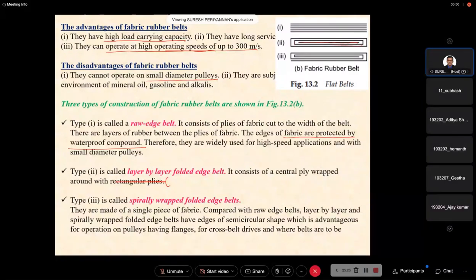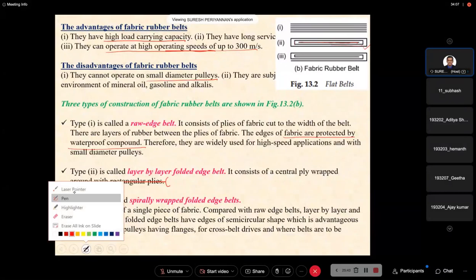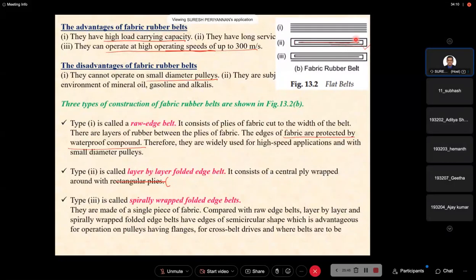The last belt is defined here based on the orientation of the fabric. We define the belt types by how the design is oriented. Here the central ply is oriented like this, with the rectangular plies around the central ply, like the layer by layer folded edge belt. The last one is the spherically warped edge belt. Here there is a single piece of fabric.